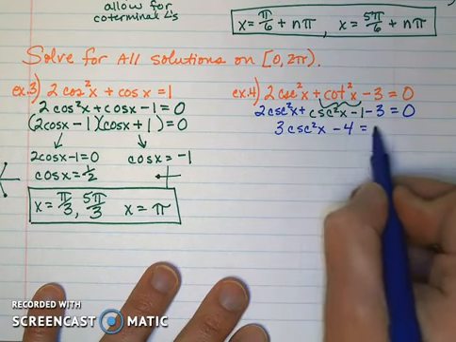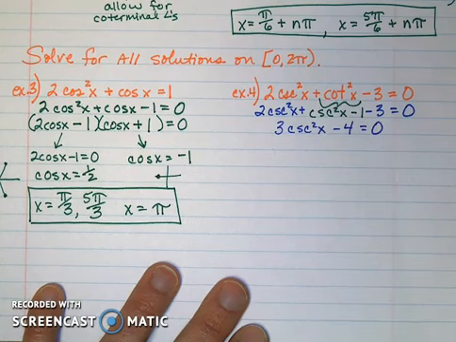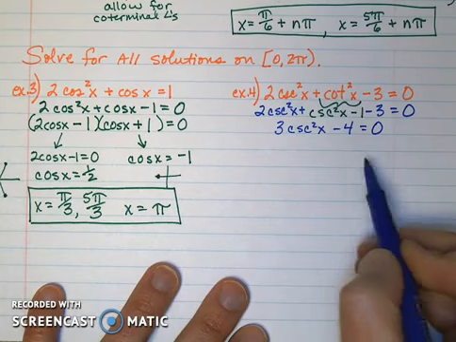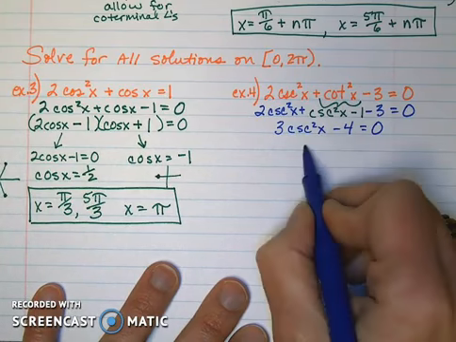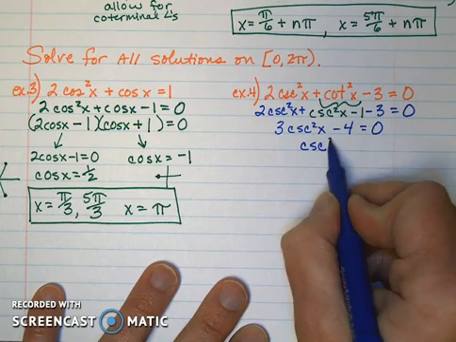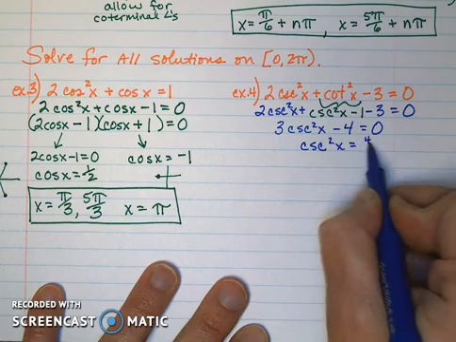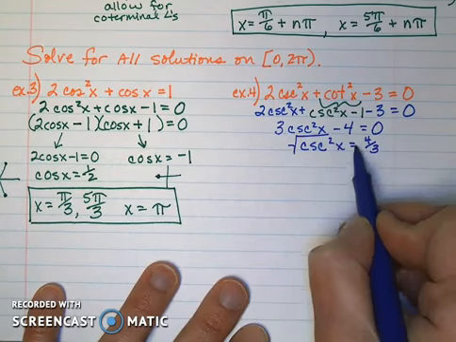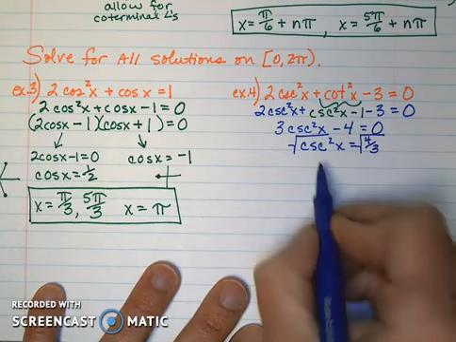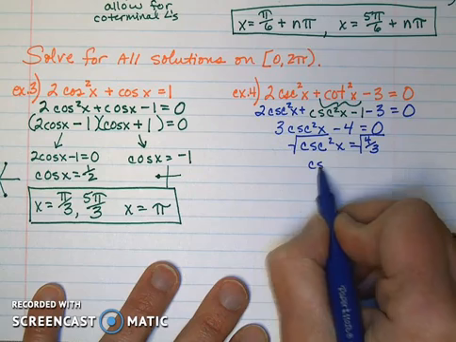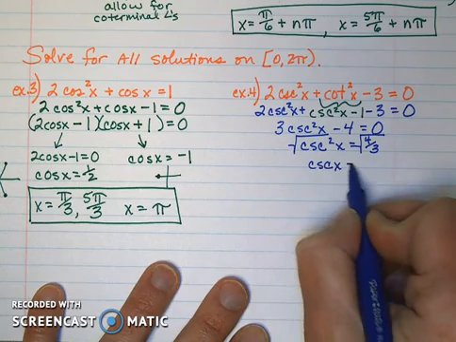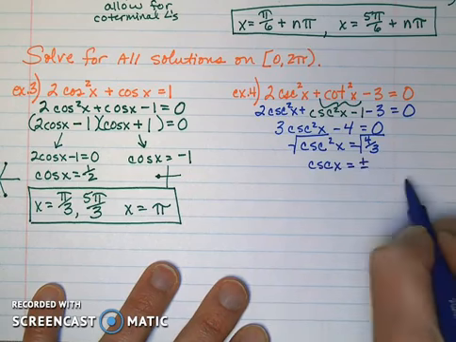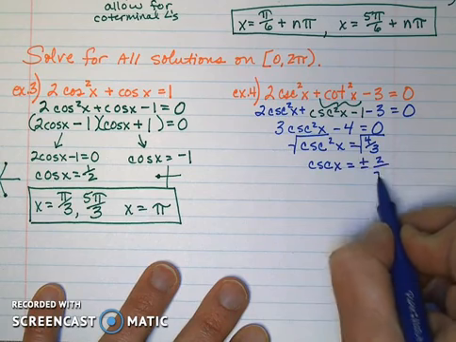Now this is very similar to example number 1 that we did. So now I'm going to move the 4, divide by 3, and I've got cosecant squared is equal to 4/3. I'm going to take the square root, and that gives me that cosecant equals positive and negative 2 over the square root of 3.